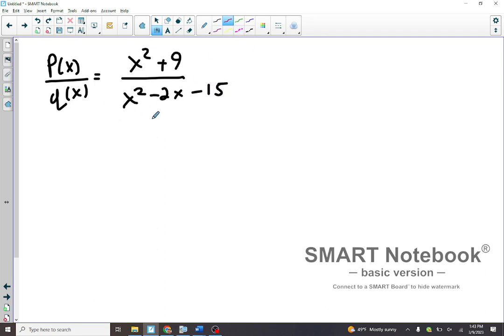All right. For this one, we have a situation. Again, you still find the four things: horizontal asymptote, vertical asymptote, x-intercept, y-intercept.